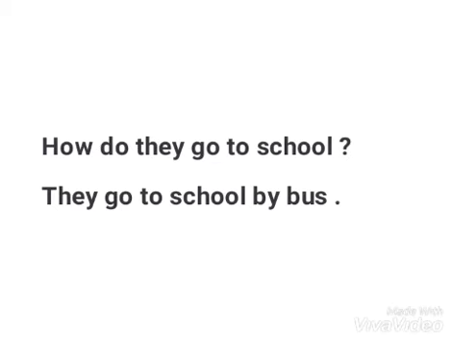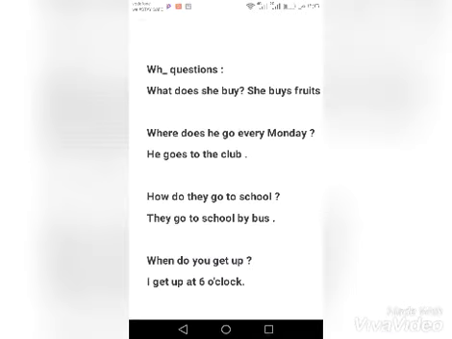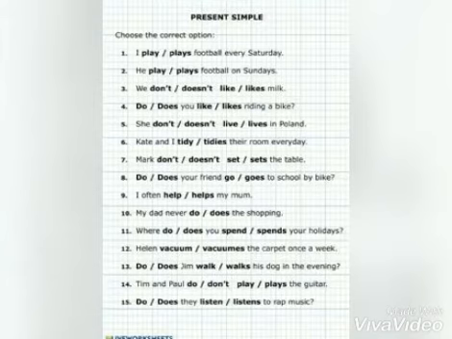They go to school by bus. أنا بقول السنتنس الأول وبعدين الكويستشن إزاي؟ How. How do they go to school? He goes to the club. I ask about a place. Where does he go every Monday? So these are the WH questions. When I ask about something and the verb is in the present simple, I have to put do or does.